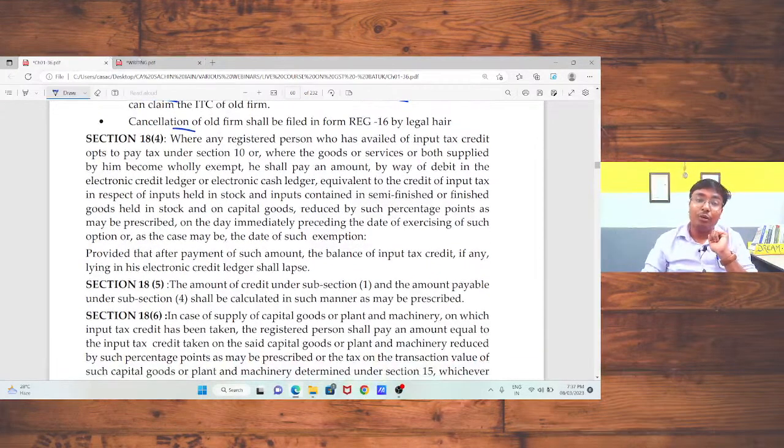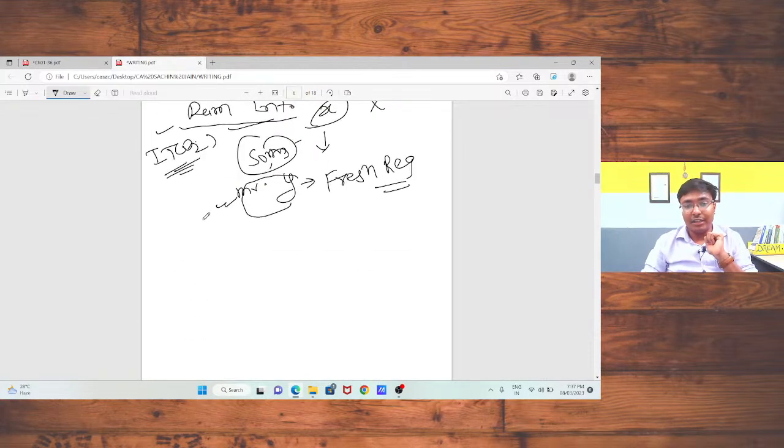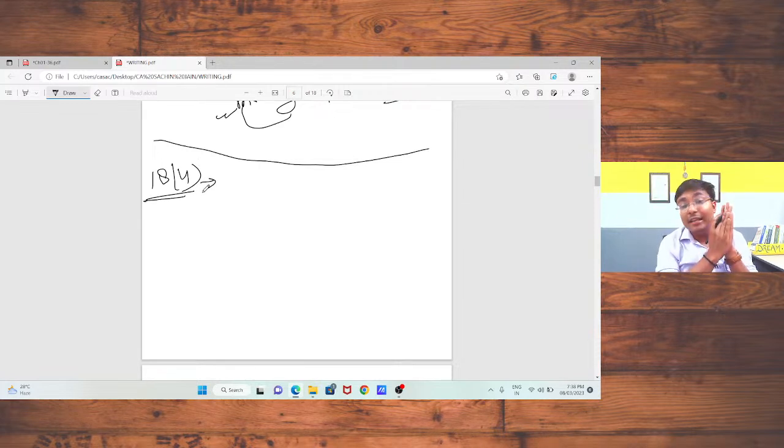Now we are going to start our discussion on section 18 subsection 4. Sir, what is section 18 subsection 4? Earlier we had discussed that a composition taxable person converts into a regular taxable person, or an exempted supply gets converted into taxable supply. But section 18 subsection 4 talks about the reverse situation.